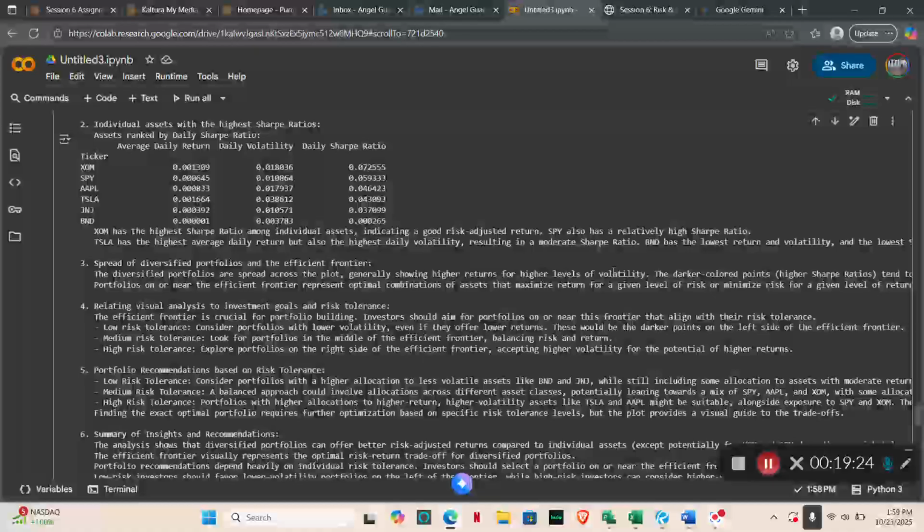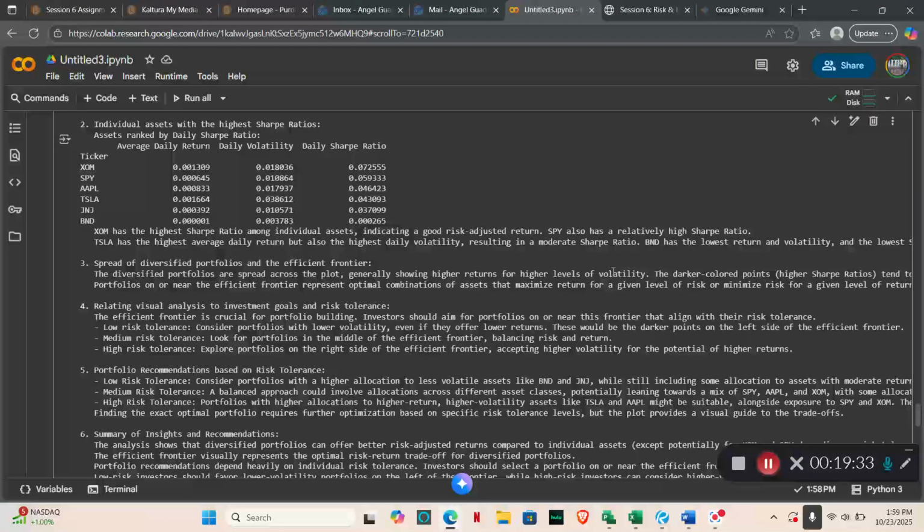Individual assets with the highest Sharpe ratios. So we have, it goes from Exxon to SPY, Apple, Tesla, then BND. So Exxon has the highest Sharpe ratio among individual assets, indicating good risk-adjusted return, while SPY also has a relatively high Sharpe ratio. Tesla has the highest average daily return, but also the highest daily volatility, resulting in a moderate Sharpe ratio. BND has the lowest return and volatility and the lowest Sharpe ratio.